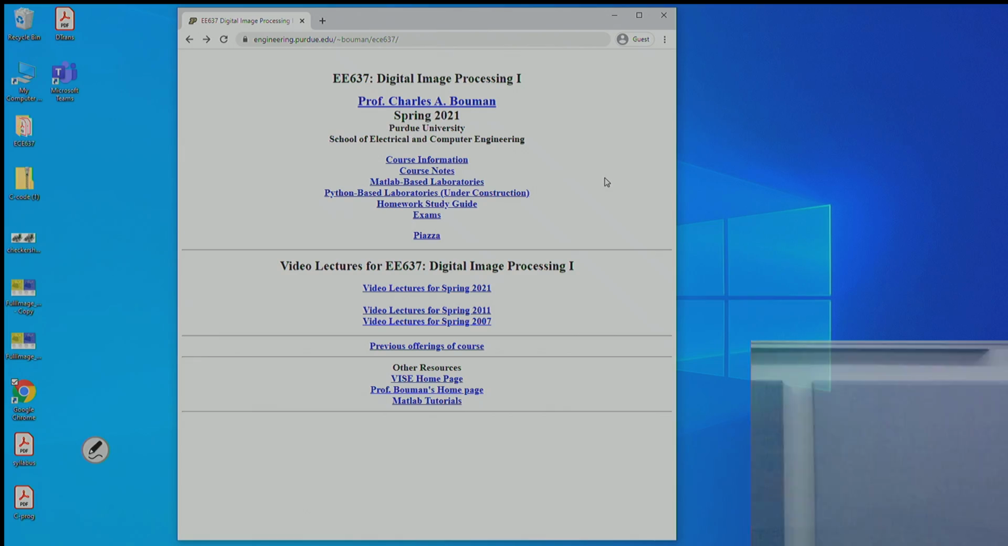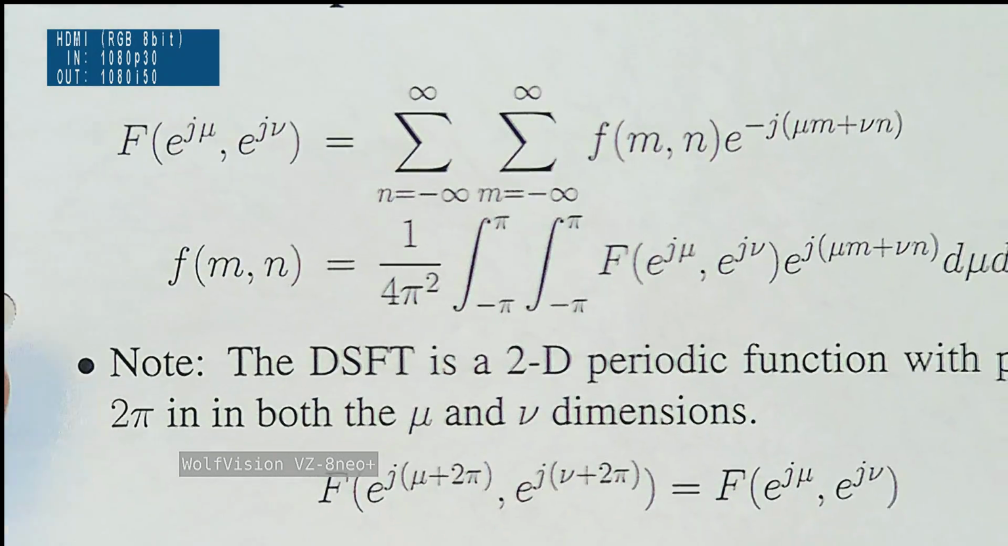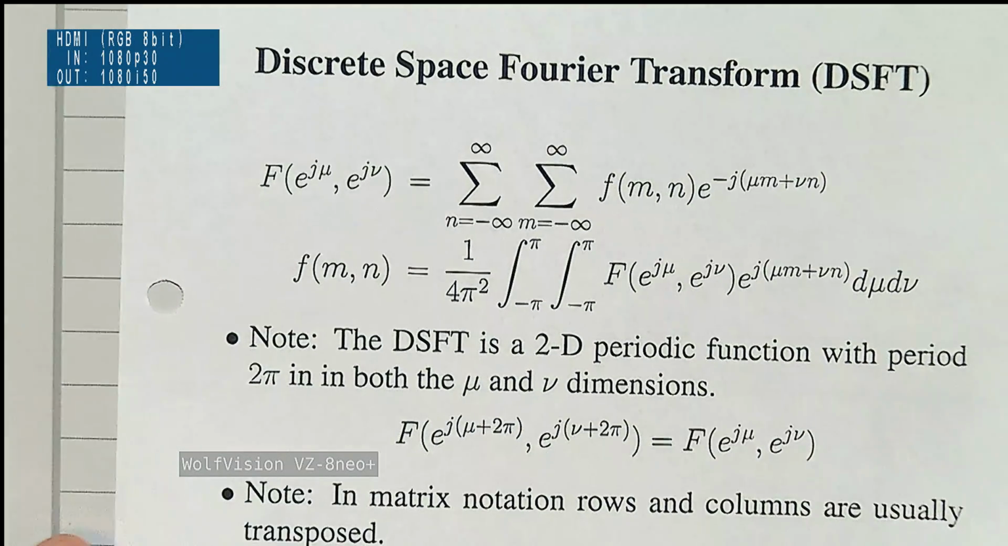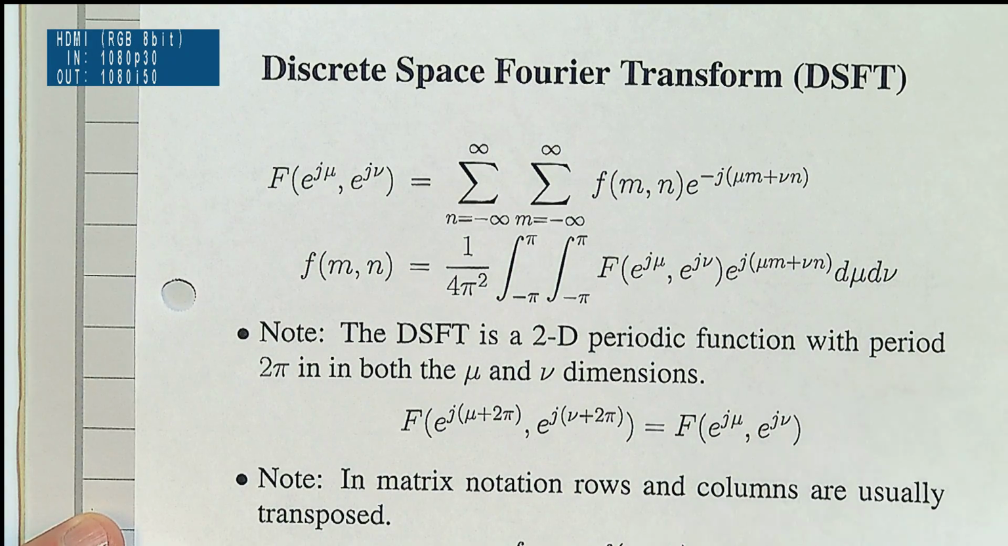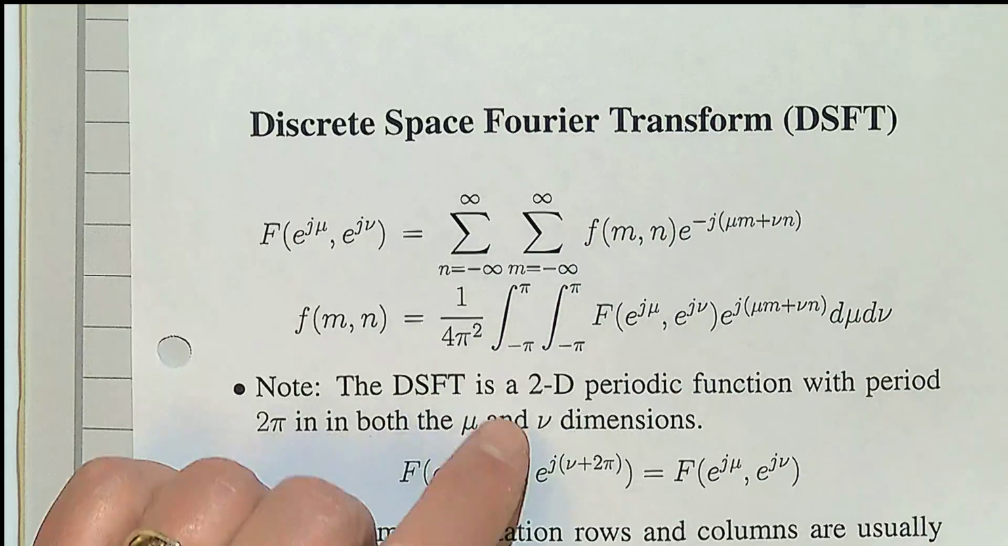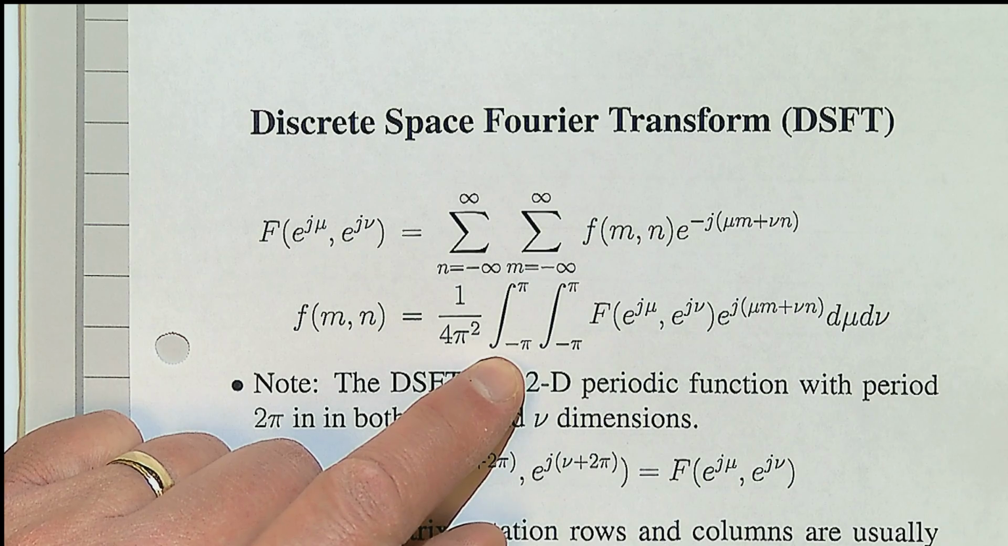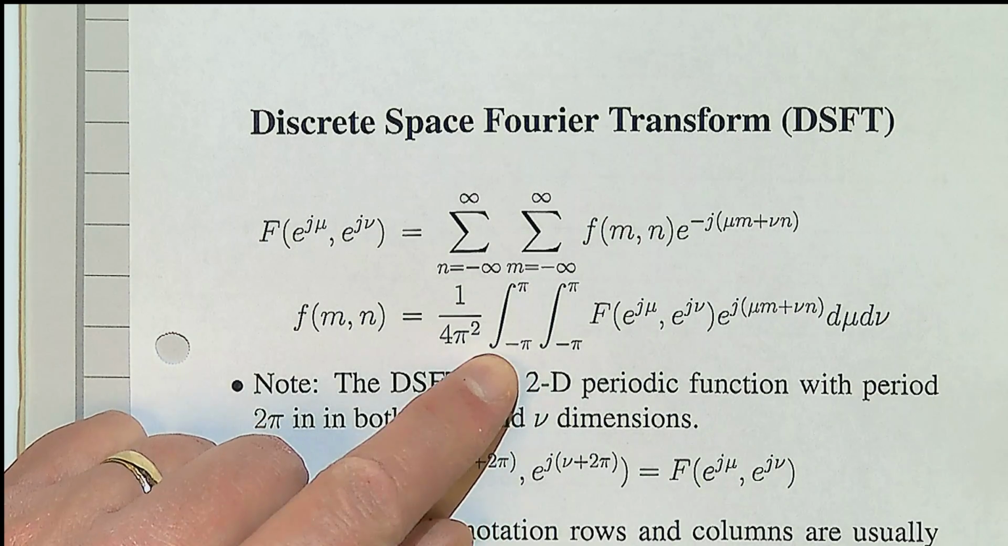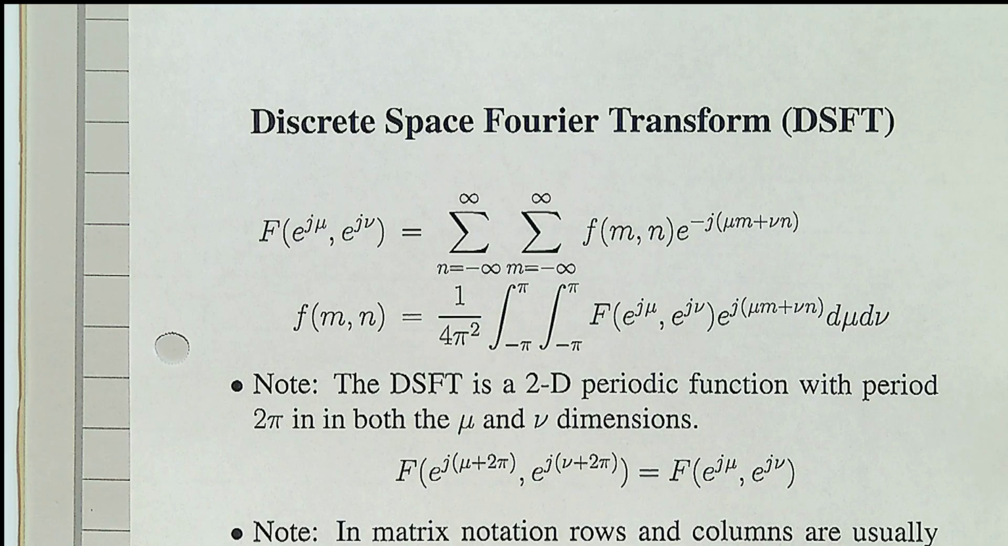Okay, good. Now, we were talking about the 2D discrete space Fourier transform, and it results in a periodic transform, with a period of 2 pi. So typically people will talk about it going from minus pi to pi because that's more intuitive. You can also talk about it going from 0 to 2 pi, but that's a little less intuitive, I think.